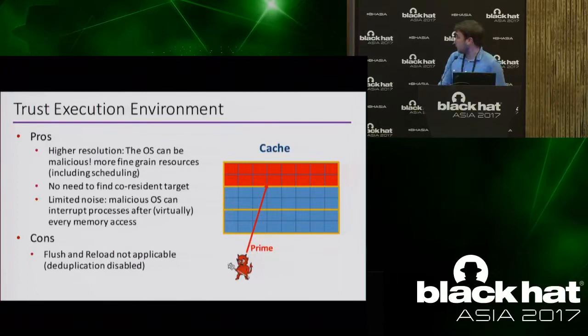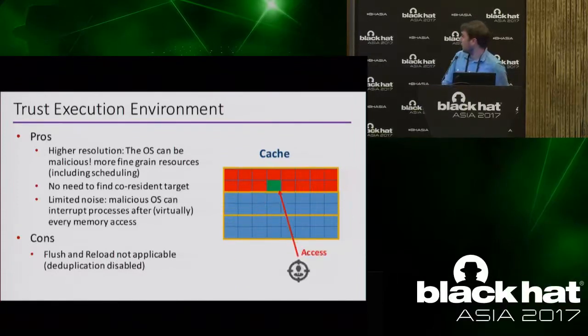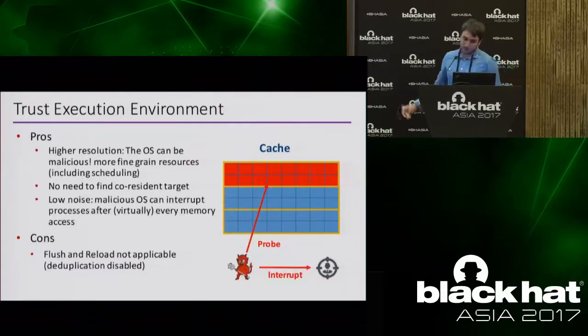So the way it would work is you have a malicious operating system that just primes the cache at the beginning. Then we let the victim execute one, or hopefully one or two, memory accesses, and then we stop the victim. As the operating system can do that, it can stop the victim after very few memory accesses and probe the cache again. And therefore, it gets a very high time resolution, which is something that you don't get in the other scenarios.